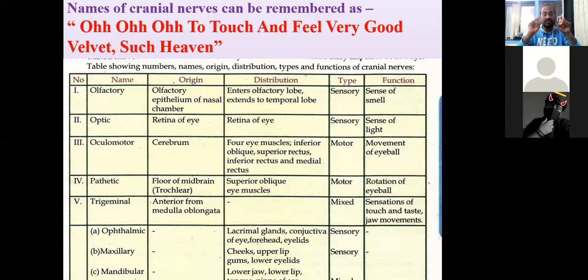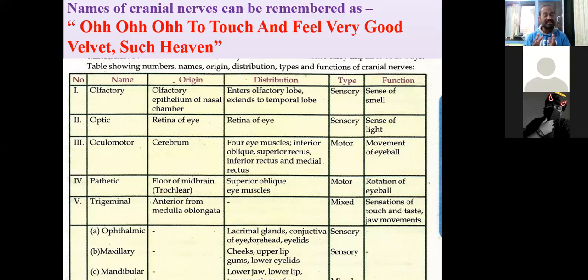Once again, the upper movement of the eyes, जे वरच्या सरफेसनी movement आहे, that superior oblique muscle will be controlled by pathetic or trochlear. And once again, it is motor in nature, and it is responsible for rotation of the eyeball. जी movement है like this. अशी पण movement होते, अशी पण movement होते, अशी आणि अशी पण. All the 6 movements are there with the help of 6 types of muscles that are controlled by oculomotor and pathetic.